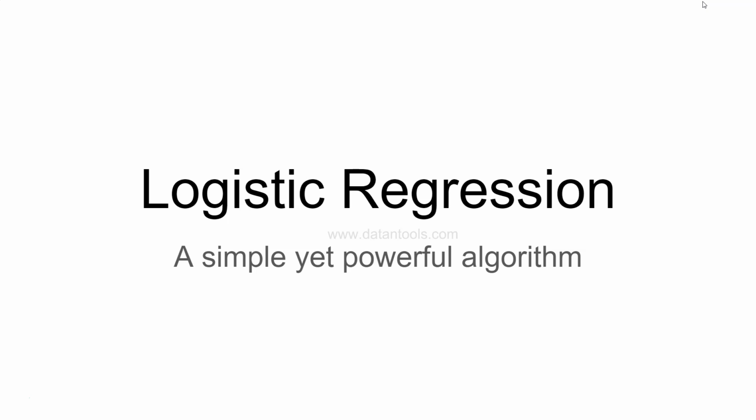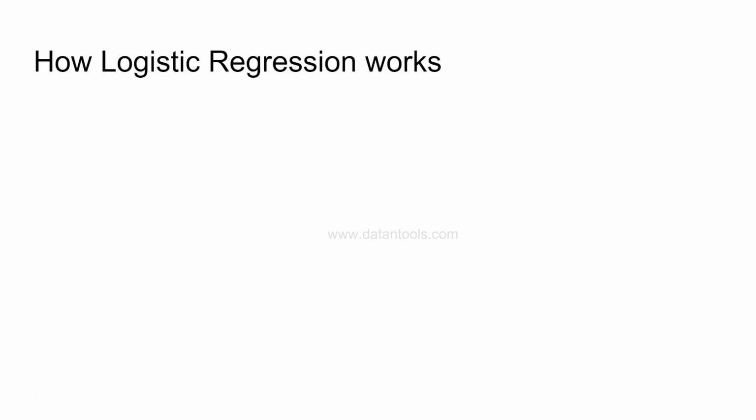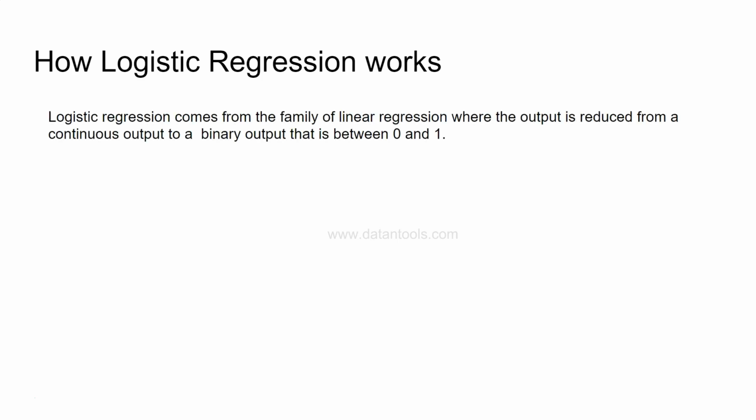So first of all, let's see a simple case of logistic regression, which will show how logistic regression works. Think like this: logistic regression comes from the family of linear regression, where the output is reduced from a continuous output to a binary output. That means it will be between 0 and 1.